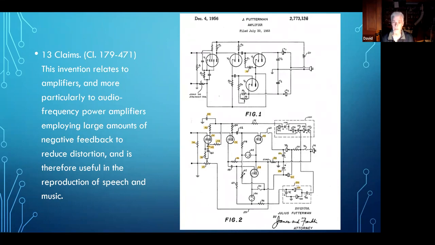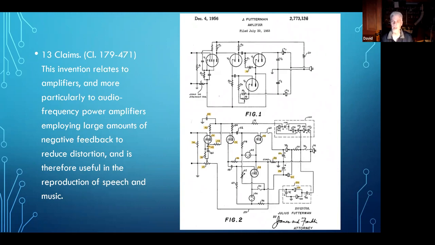Tube amplifiers with output transformers have never been competitive with high feedback solid state amplifiers. And the reason for this, and I'll actually get into this in a little bit more detail, is that the transformers present horrendous phase shift issues, and so you really can't get much more than maybe 20 dB of negative feedback in a transformer coupled amplifier, whereas the Futtermans had a lot more than that.